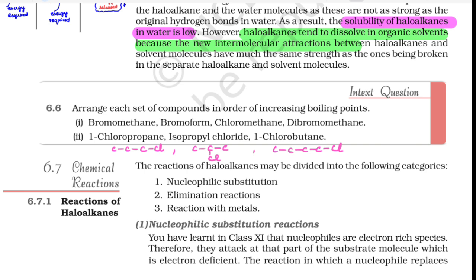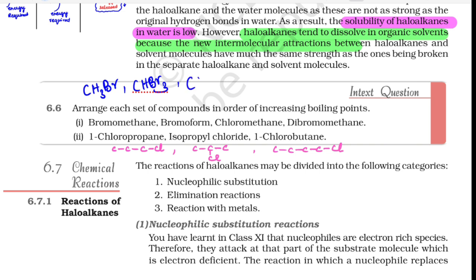So the first one is bromomethane. Bromomethane is CH3Br. Second is bromoform. Bromoform is CHBr3. Chloroform, you know, is CHCl3, so in the same way bromoform is CHBr3. Next is chloromethane. Chloromethane is CH3Cl. And then dibromomethane. Dibromomethane is CH2Br2.